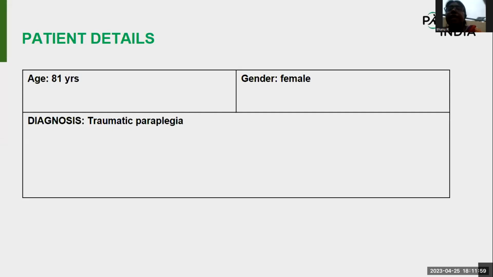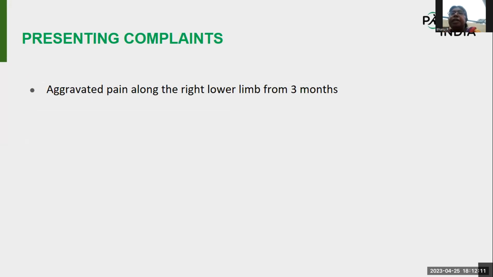Good evening, everybody. Today, I'll be presenting a case on management of pain using NSAIDs. This is an 81-year-old female with traumatic paraplegia, presenting with complaints of aggravated pain along the right lower limb for 3 months.